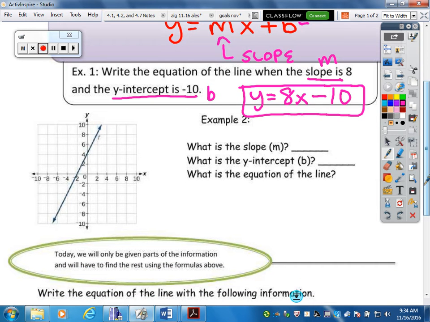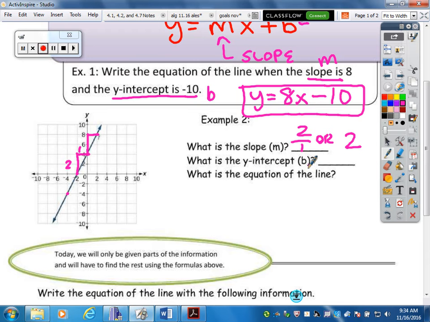Example 2 says, what is the slope? And it's referring to the graph over here to the left. So remember that slope can be counted once we find points that are right in the grid. So for example, here are some points. As we go left to right, the graph is going up 2 over 1. So up 2 over 1, up 2 over 1, as we go from point to point. So that means the slope is 2 over 1, or we can simplify this to just say 2.